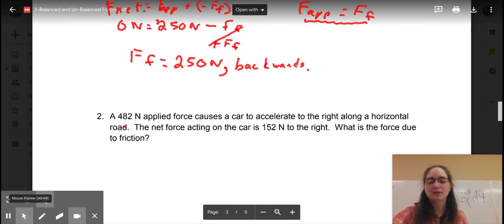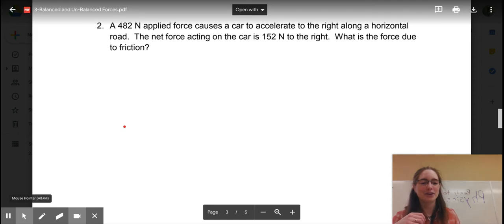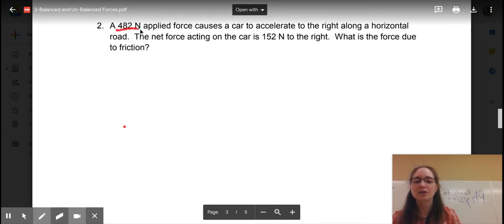Okay. So let's look at our next question here. And let's see what we got. I got the pen tool. There we go. So a 428 Newton applied force. Okay, so I'm going to list out what I have is 482 newtons causes a car to accelerate.